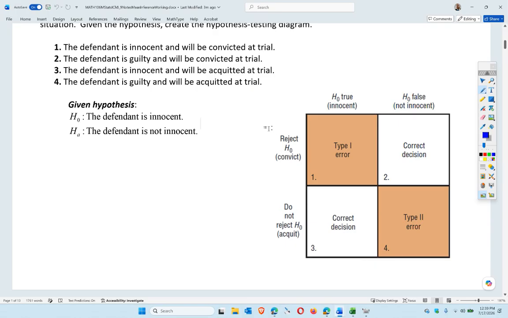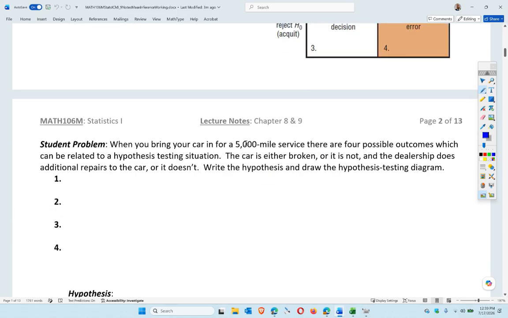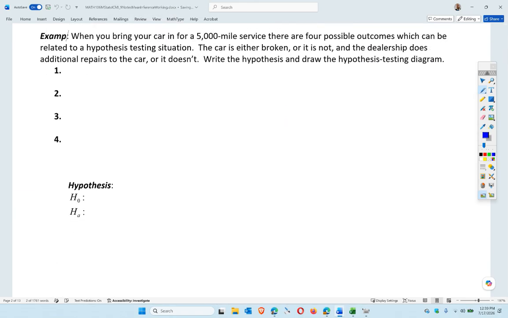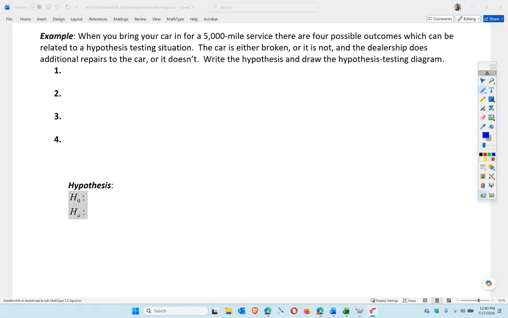Looks like I got an extra thing there. All right. Anyways, let's try this one here. Let's put example. When you bring your car in for 5,000 miles service, there are 4 possible outcomes, which can be related to the hypothesis testing situation here. Your car is either broken or it's not. The dealership does additional repairs or it doesn't. So basically, it does your oil change, tire rotation, and the question is, does it do extra repairs or not based on it being broken? So one of 2 things will happen here.